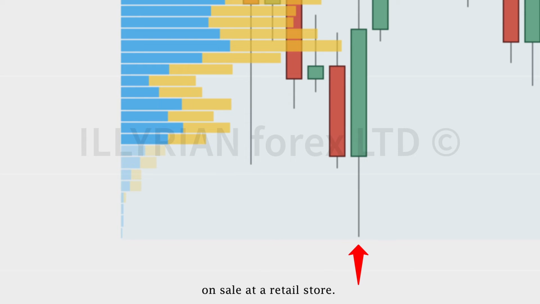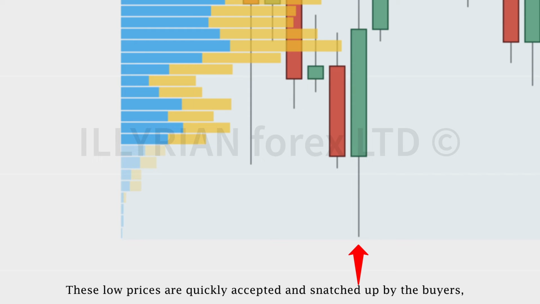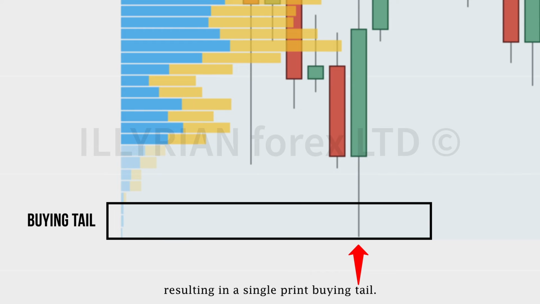Once this activity takes place, the market announces that the pioneer range has discovered an area where prices are considered to be at an unfair low. These low prices are quickly accepted and snatched up by the buyers, resulting in a single print buying tail. A buying tail indicates the presence of aggressive buyers in the market at that price level, at that point in time. The longer the tail, the greater the bargain.